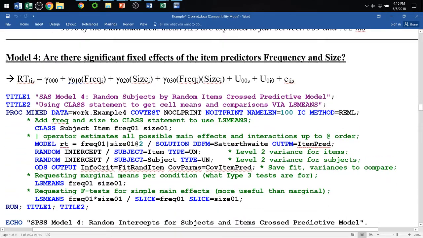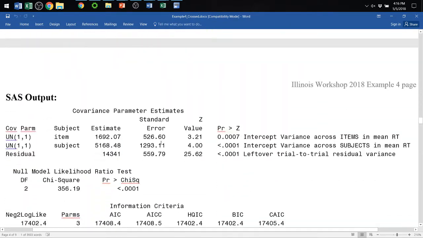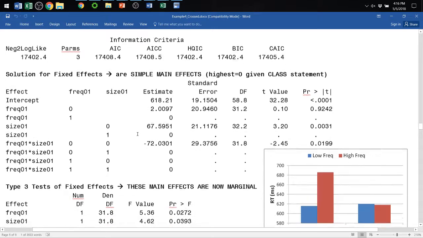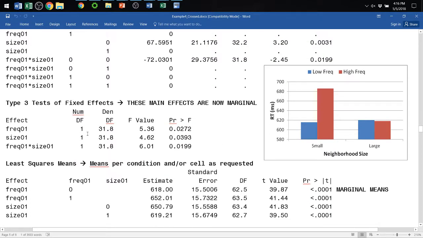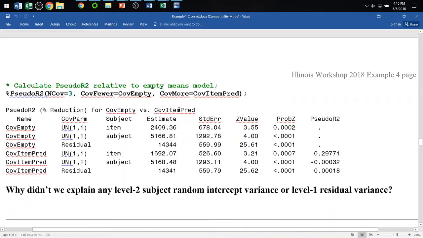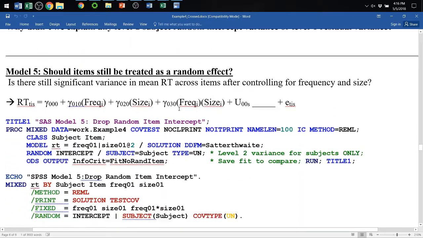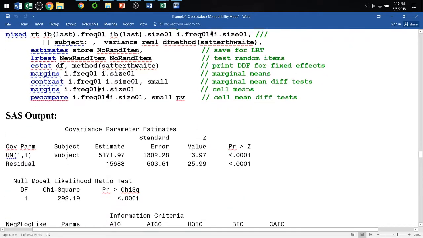Then added fixed effects of frequency and size. Used the class statement so that I could get least squares means and mean differences. So there's all your classic ANOVA output that you would normally have. It's just that you're getting the right answers. It's always a bonus. Here's me taking out the random item intercept, seeing if the model fit got worse. Yes, indeed.